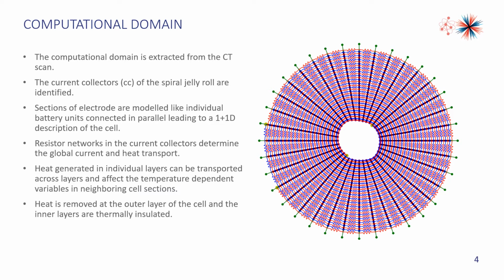This heat in individual layers is transported across layers, and that affects the temperature-dependent variables in the electrochemistry, so it's this coupled system that works together. Heat is removed at the outer layer of the cell, and the inner layers are thermally insulated.